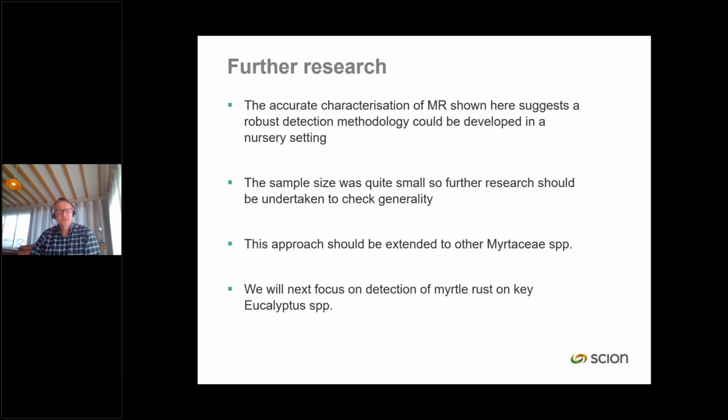In terms of further research, the accurate characterisation of Myrtle Rust shown here suggests a robust detection methodology could be developed in a nursery setting. One of the limitations was the sample size was quite small, so further research should be undertaken to check generality, and this is particularly the case for the hyperspectral indices. The results from the thermal imagery were a lot clearer and I think reasonably robust. This approach should be extended to other Myrtaceae species, and we will next focus on detection of Myrtle Rust on key eucalyptus species.